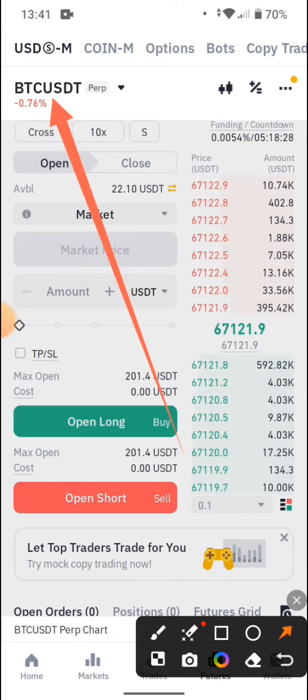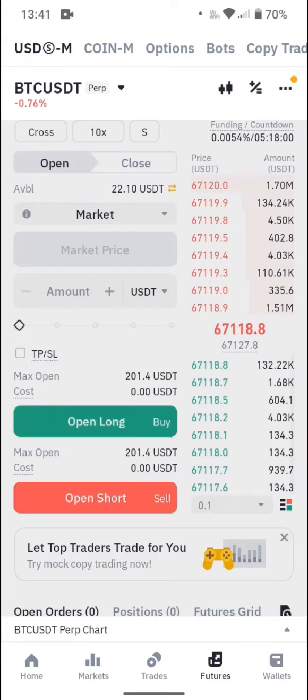This one you are seeing at the top is BTC USDT. This is the crypto pair which you are trading. The first one, BTC, is called the base crypto, and the second one, USDT, is called the quote crypto. The base crypto is the one you are going to trade. You use the second crypto to buy the first crypto.